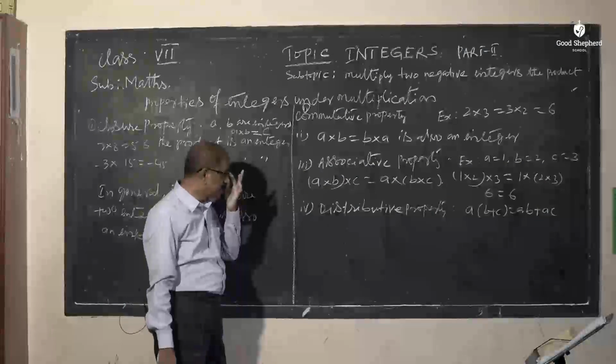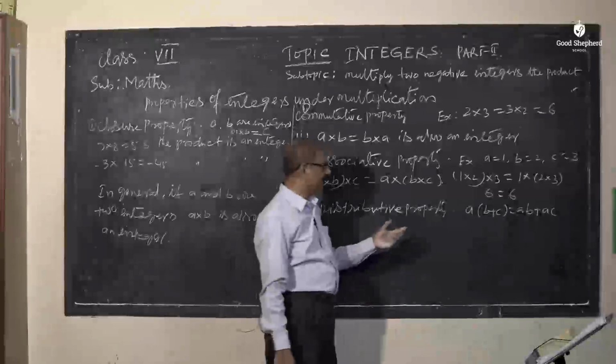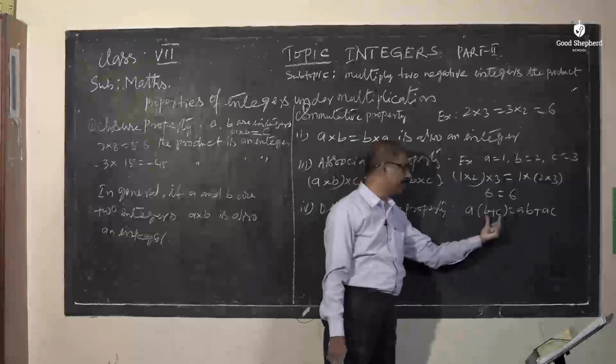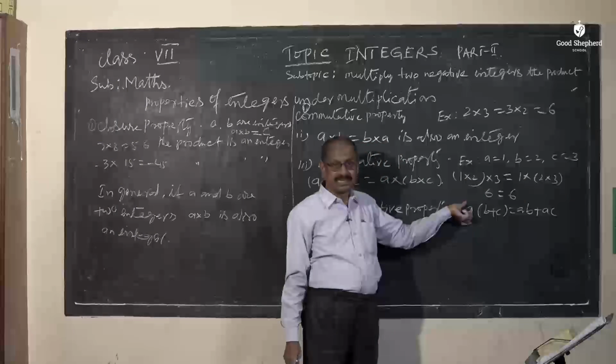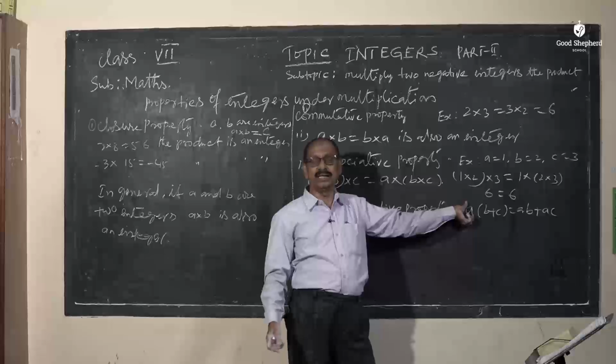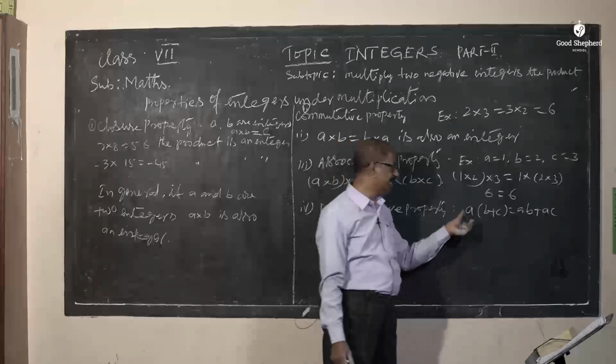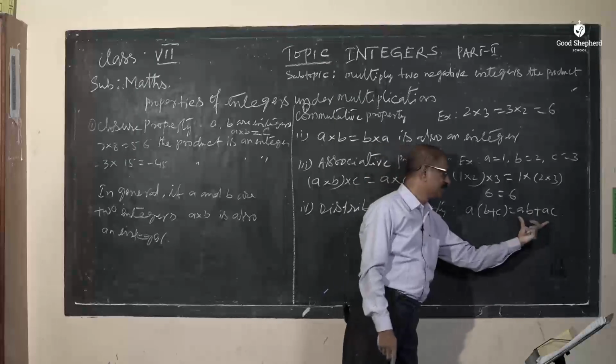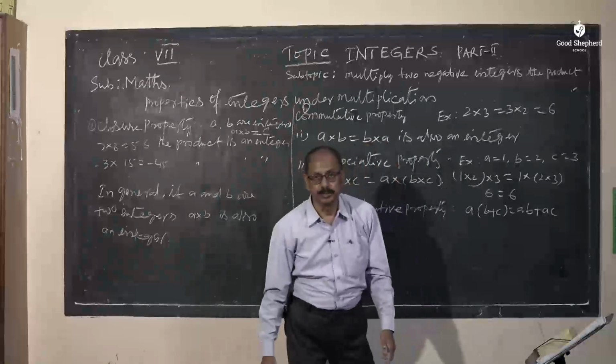And also the distributive property is given, where a, b, c are integers, and we make the grouping as a into (b plus c). That is the sum of two integers and the product with an integer, which is nothing but a into b is ab and a into c is ac. So this is known as the distributive property.